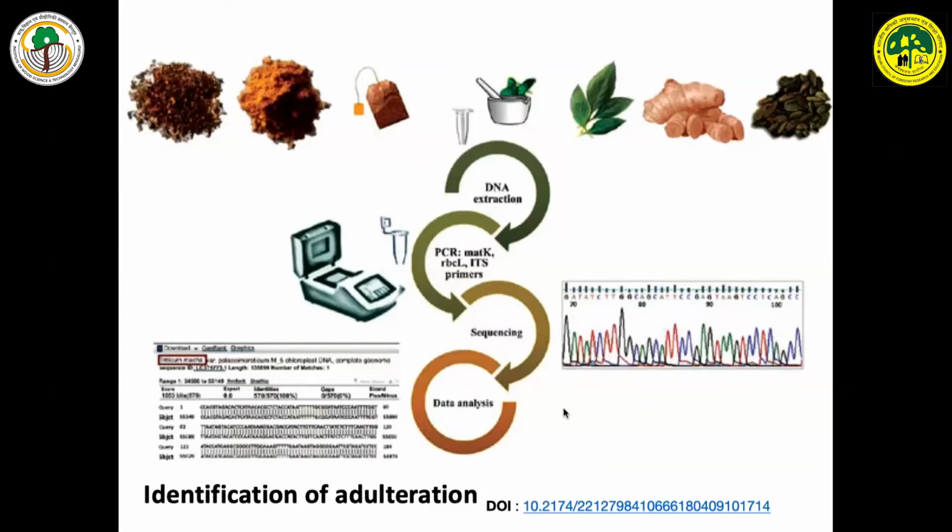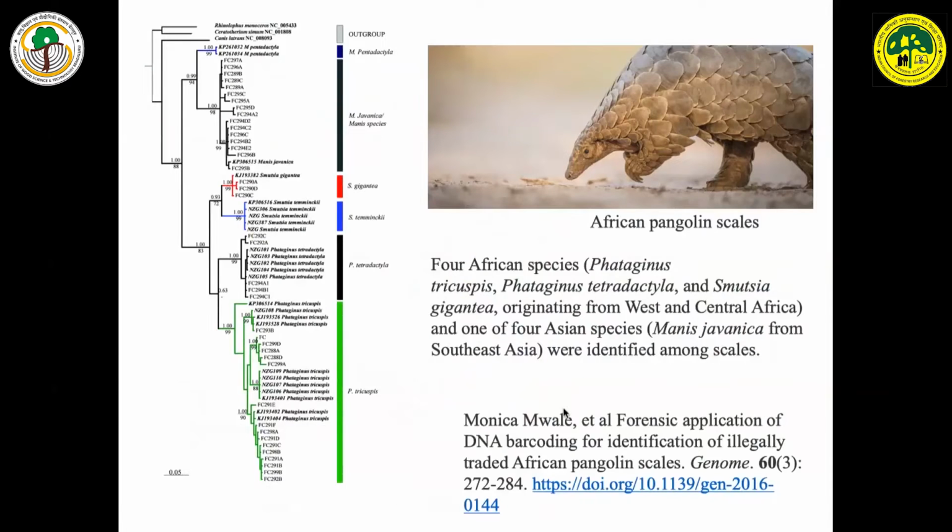One of the examples is forensic analysis of African pangolin scales. They identified, for the suspected items, which kind of species they were associated with. They may be sold under different names, but when they did this, the items were associated with very specific species found in the African forest. In that way, they identified the forensics, especially the meat sold in different markets.